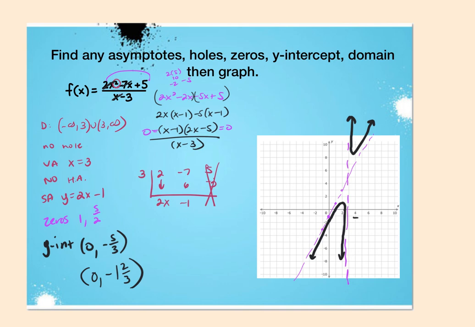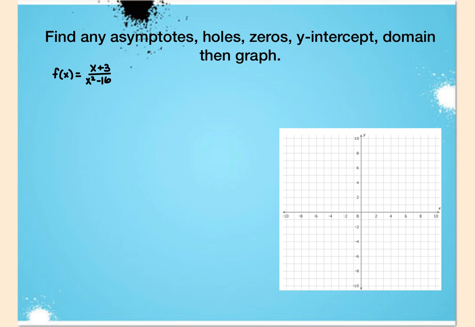Questions on that one? Set the numerator equal to 0. Yep, after you factor it. All right, last one. Again, same instructions, factor first. The bottom is x plus 4, x minus 4.